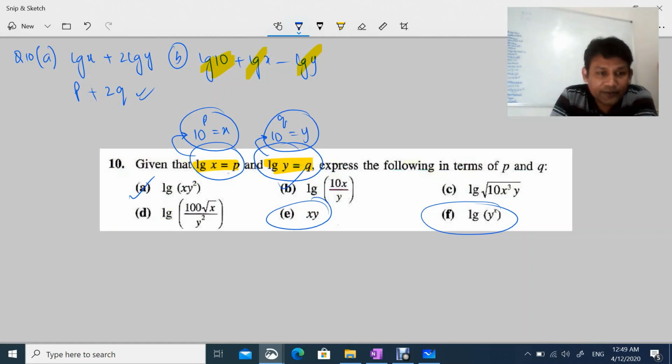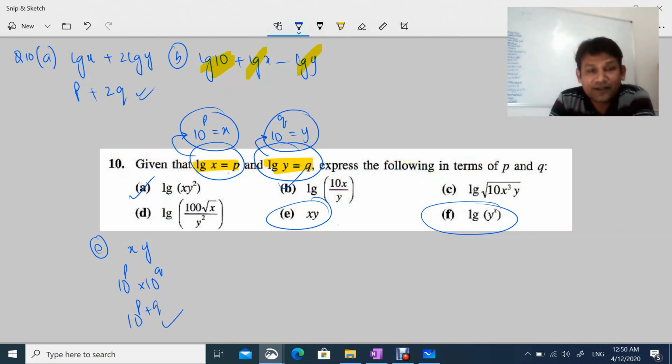This part E, x and y. What is the value of x? x is 10 power p. And what is the value of y? y is 10 power q. This is the same: you can write 10 once and the powers will be added, and that's your answer. This is like this actually, and you can try this part like this.